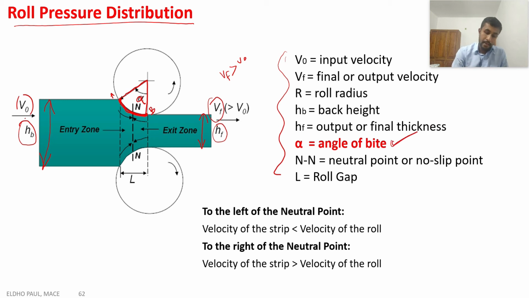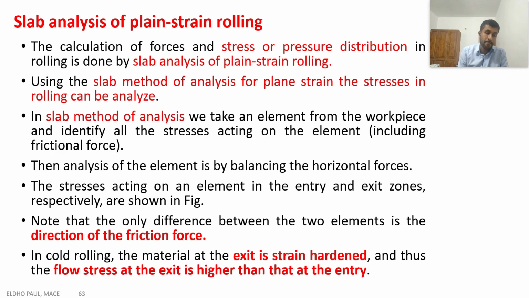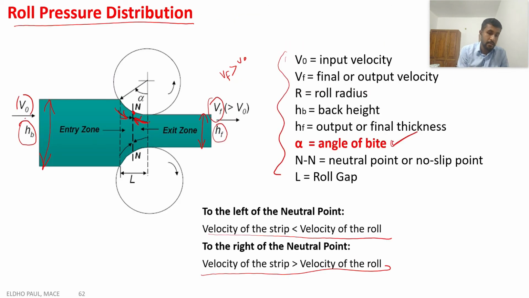Here we can see the neutral point. The neutral point is located towards the exit region. To the left of this neutral point, the friction force acts in this direction, and to the right of the neutral point, the frictional force is acting in the opposite direction. This is the direction of frictional force. To the left, the velocity of the strip is less than the velocity of the rolls. To the right, the velocity of the strip is greater than the velocity of the rolls. We already discussed that. Next, we are going to discuss the roll pressure distribution.